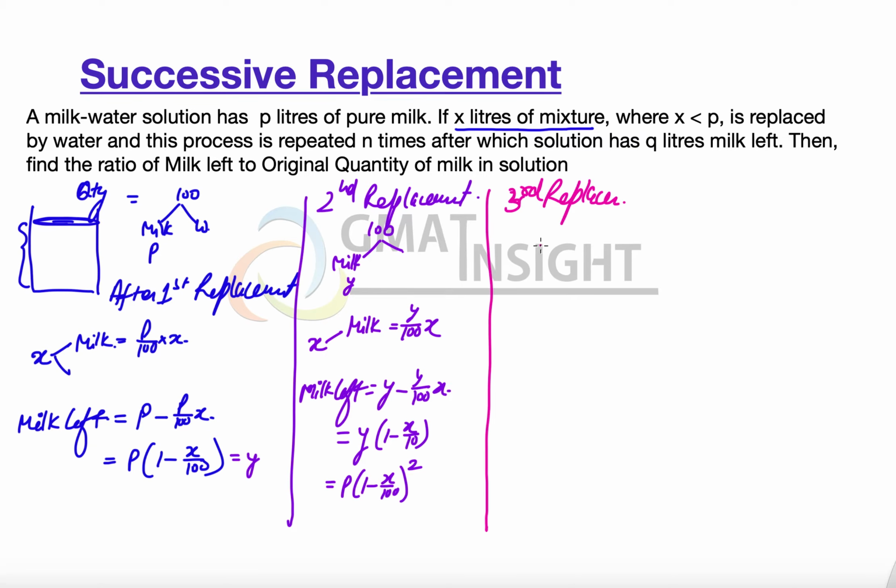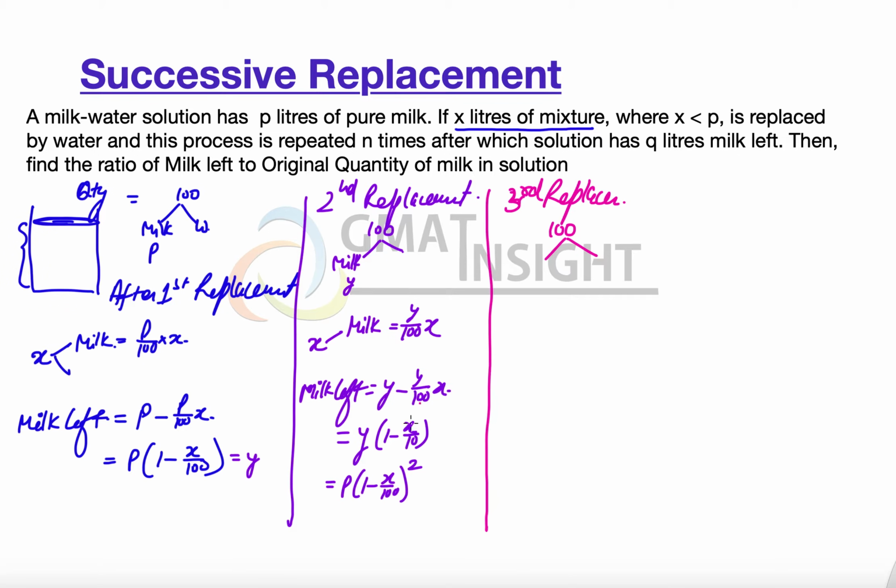Now after the third replacement, we still have 100 liters because the quantity that we are taking out has been replaced by water. That means the net quantity of the mixture does not change, it remains 100, but the percentage of milk is continuously decreasing because we are taking out the milk mixture and replacing it with water.